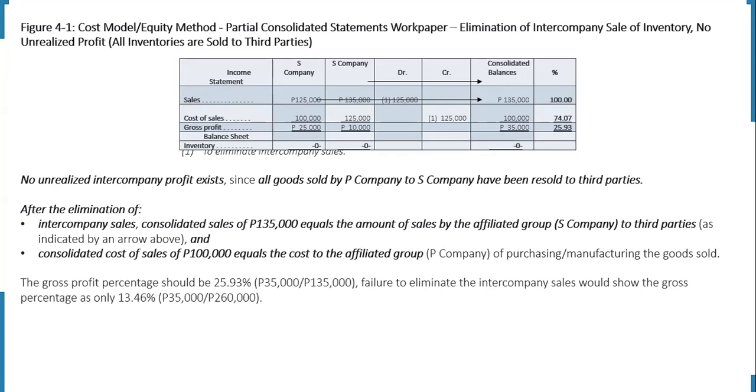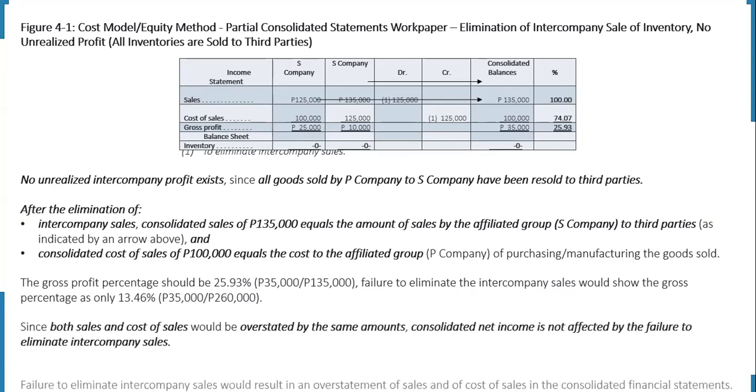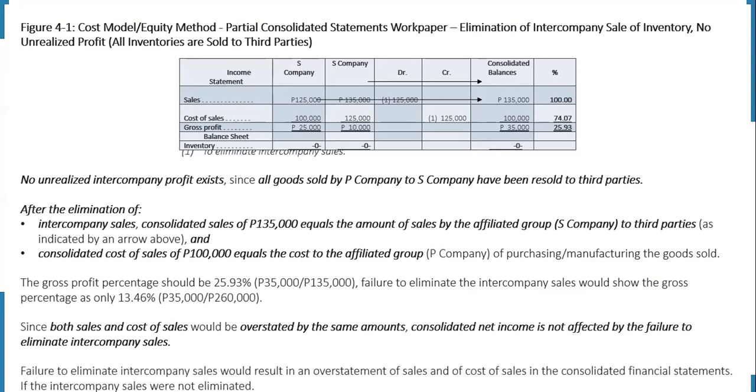Failure to eliminate the intercompany sales would show the gross percentage as only 13.46. So if you fail to eliminate the intercompany sales, meaning you do not eliminate 125,000, the total will be 260,000. Since both sales and cost of sales would be overstated by the same amounts, consolidated net income is not affected by the failure to eliminate intercompany sales.